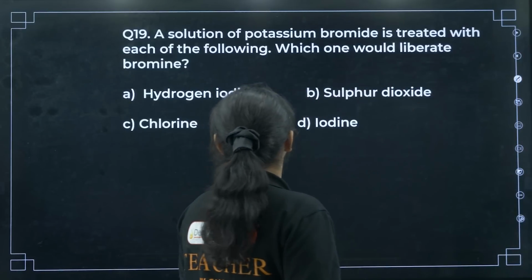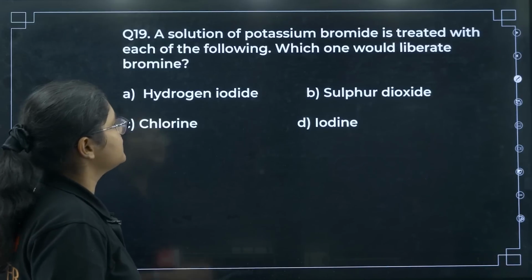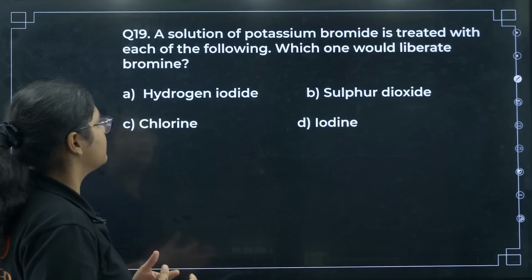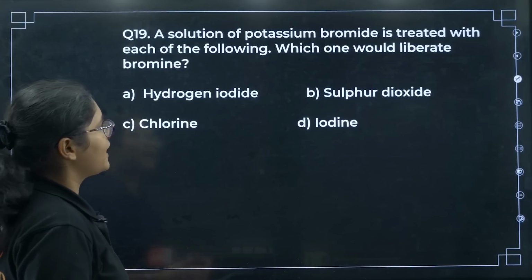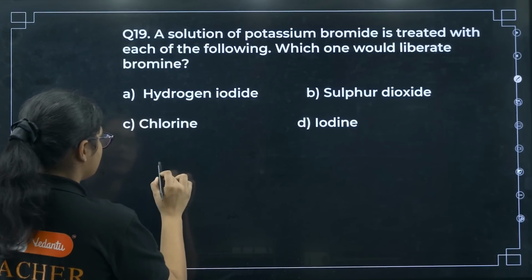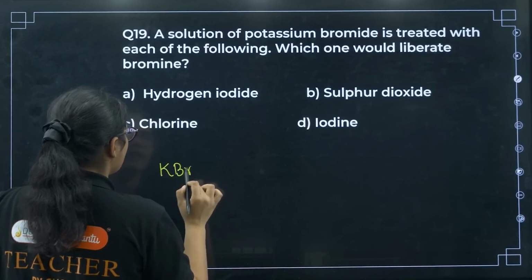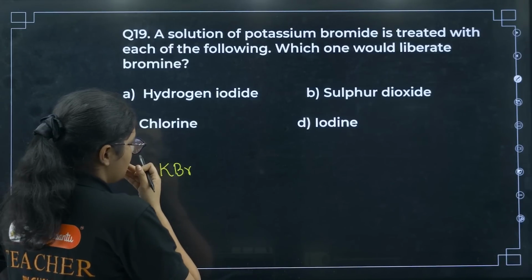Next we have question number 19. A solution of potassium bromide is treated with each of the following. Which one would liberate the bromine? Okay, fine. So you have a solution of KBr, and you are reacting them with each of the following.